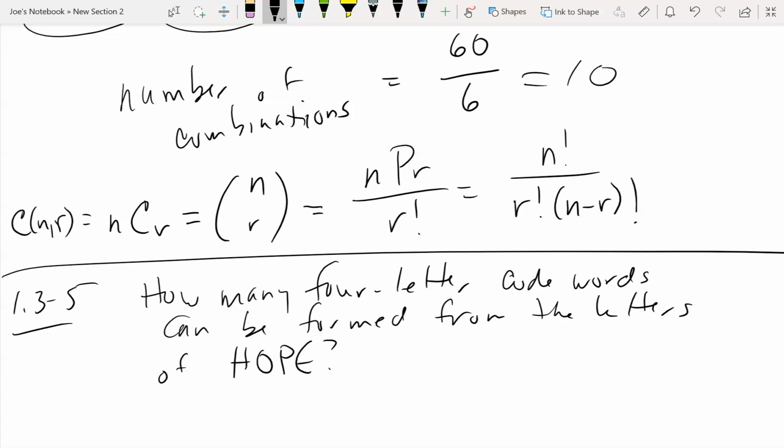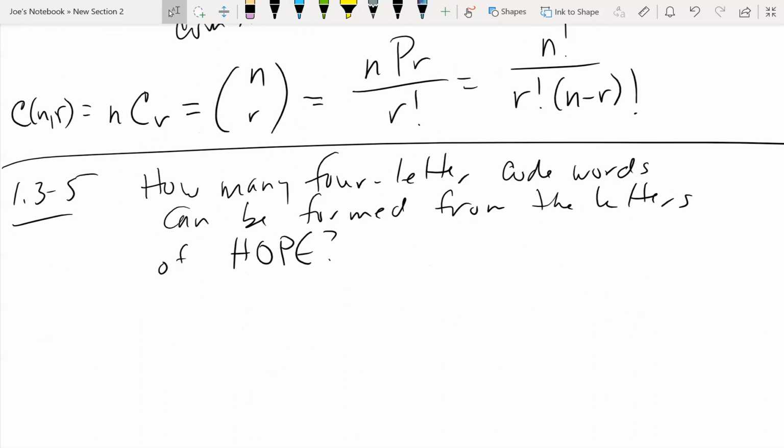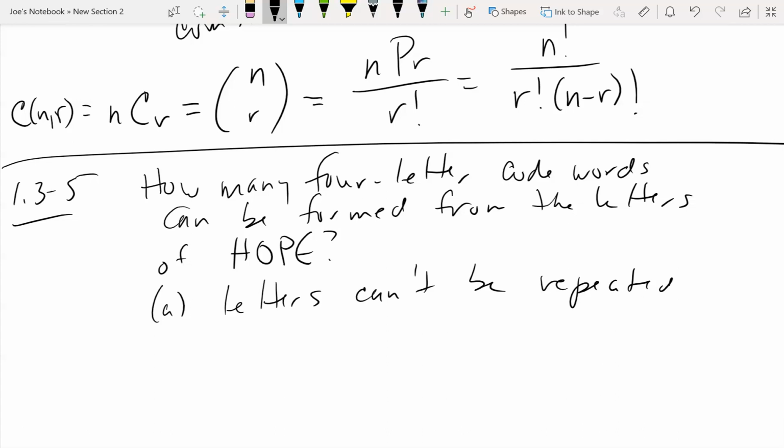Now, there's a couple of different questions you might be asking about this because I didn't say anything about restrictions, right? In the actual problem, it's actually 2 parts. Part A says letters can't be repeated, where part B says letters can be repeated.